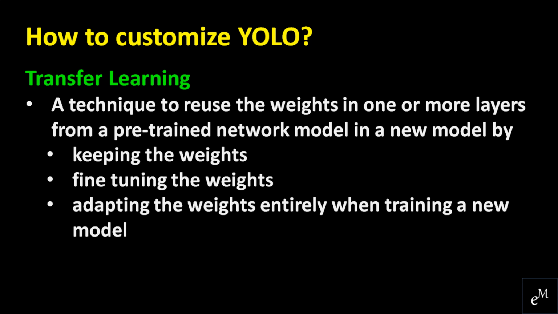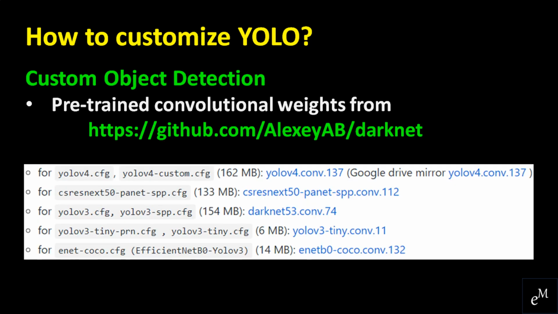This means that we're using the weights in one or more layers from a pre-trained neural network model in a new model, by keeping the weights and fine-tuning them or adapting them entirely when training a new model. So to customize our own object detection, we will apply the transfer learning concept. We will download the pre-trained convolution weights, and then we can play with different hyperparameters and, most importantly, our own dataset. In other words, for training our own custom object, we will use the pre-trained convolution weights, and then we will start our own training from that particular trained weight in such a way that we don't have to retrain everything from scratch again.